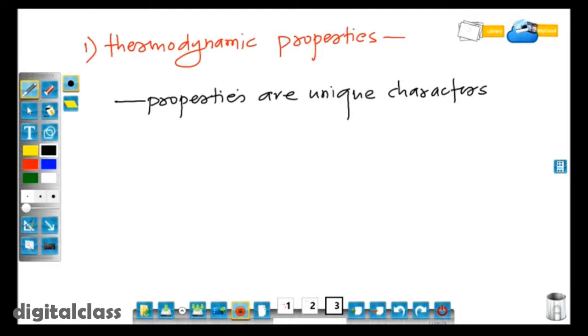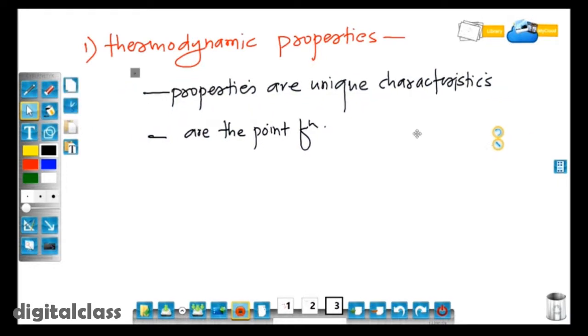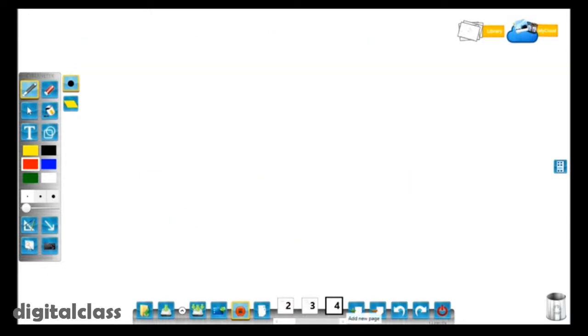Thermodynamic properties. Properties are unique characteristics, and these properties are point functions. We have already seen these in our first video. So pressure, temperature, volume and entropy are some of the properties of the thermodynamic system. These are the most important properties.